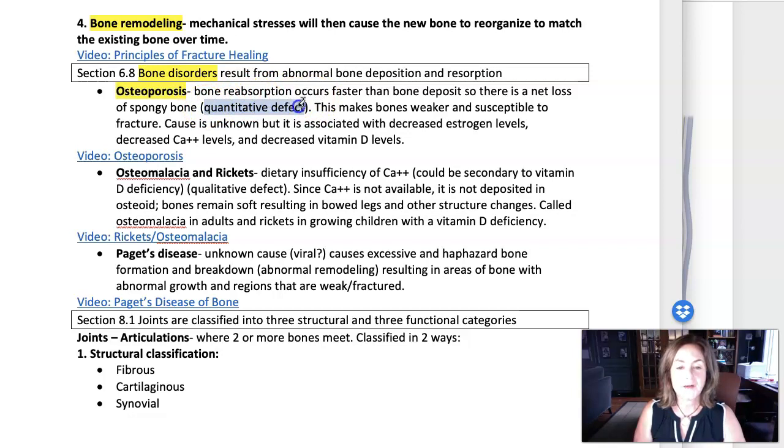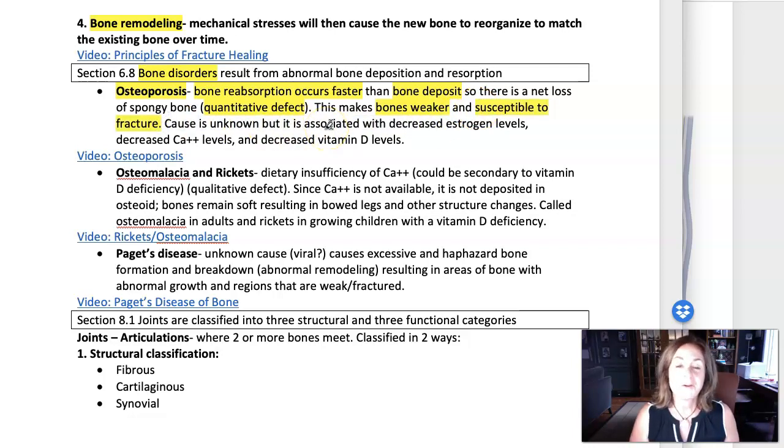That's a quantitative defect. So basically, when we were talking about bone deposit and bone withdrawal, in osteoporosis that's out of line in that the bone breakdown, the reabsorption, is occurring faster than bone deposit. There's actually an unknown cause for it, although it's associated with low estrogen levels. And because the reabsorption is occurring faster than the deposit, there's a net loss. So this is an actual bone loss. It makes the bones less dense, weaker, susceptible to fracture.